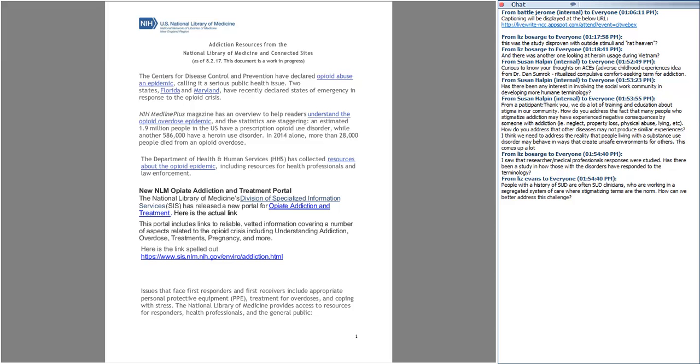There's another question that says, I saw that researcher and medical professionals' responses were studied. Has there been a study in how those with the disorders have responded to the terminology? Again, an excellent question. If anybody listening knows about such a study, please send it to me because I'm not familiar with one.